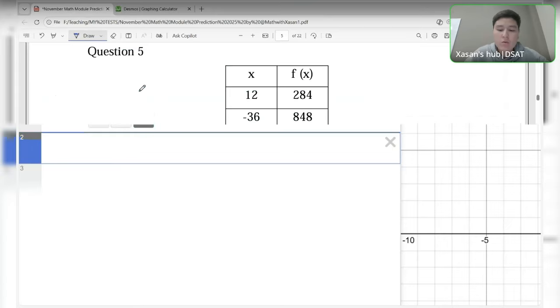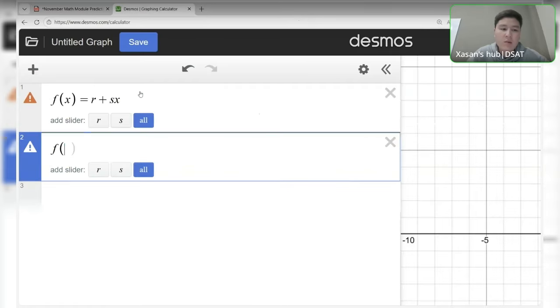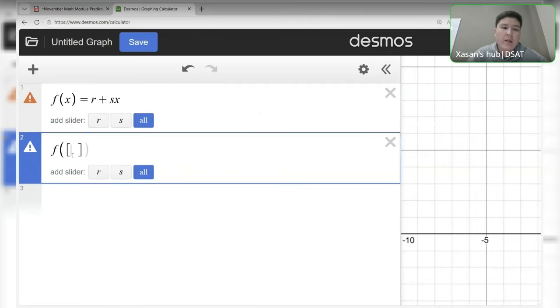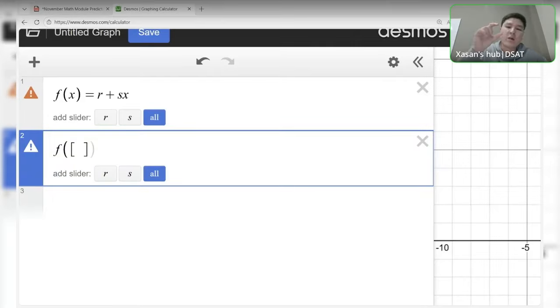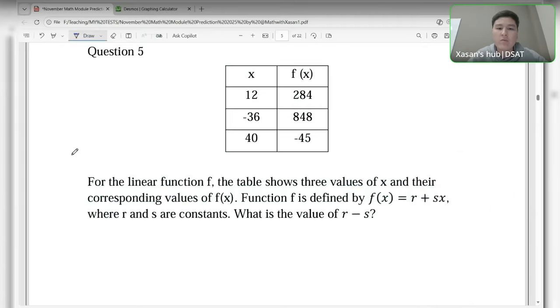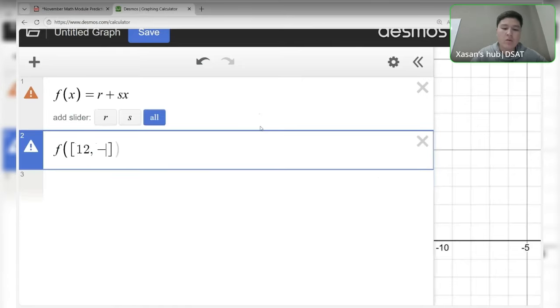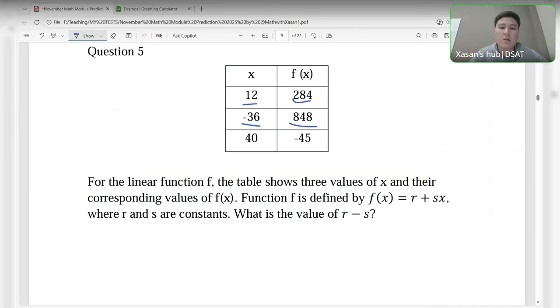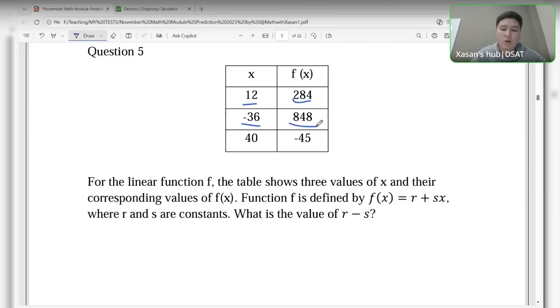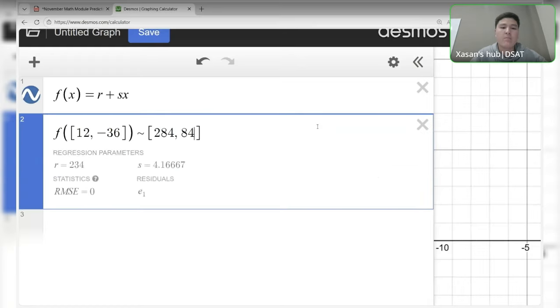And then I'm gonna enter two values, so I'll be using f, and inside, again, the square bracket. I will first write the x values here, which are 12 and negative 36. Guys, any 2 points are enough for linear functions. Any 2 points, 12 and negative 36. And outside, I will write the corresponding y values. The corresponding y values are 284 and 848. So I'll be writing 284 and then 848.